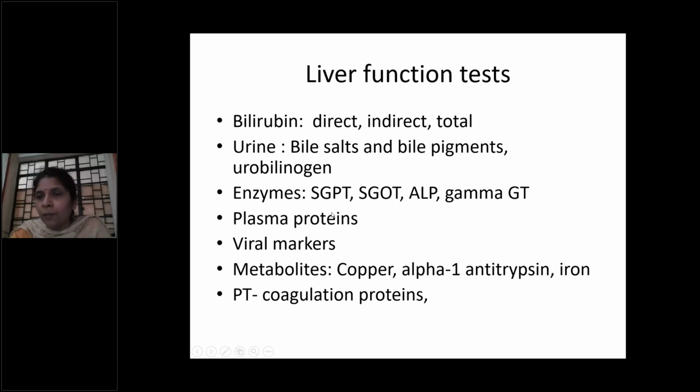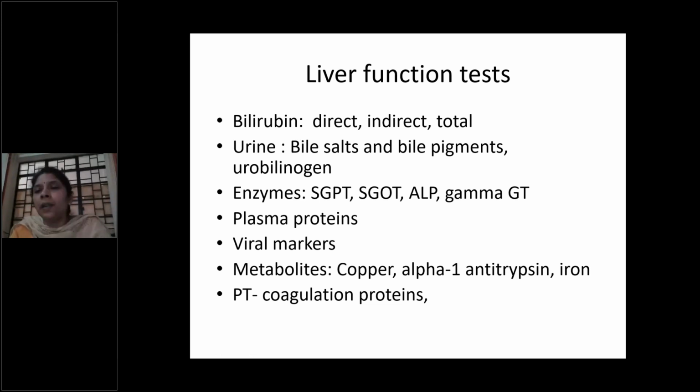Liver is one of the common sites for viral infection, what we call viral hepatitis. There are various viral hepatitis like hepatitis A, B, C, D, E. These are the various hepatitis, and those markers can be detected in the serum. The antibodies and the antigens can also be detected.